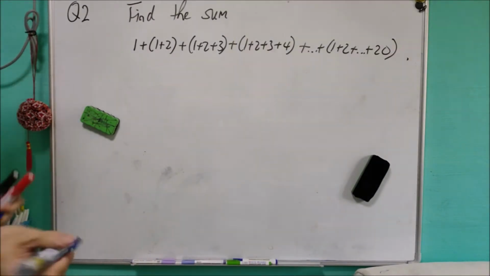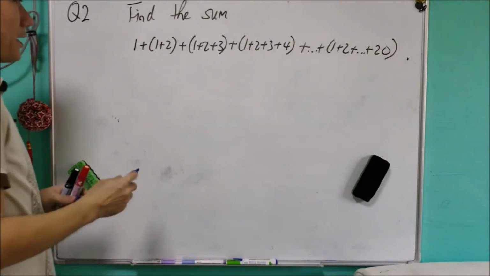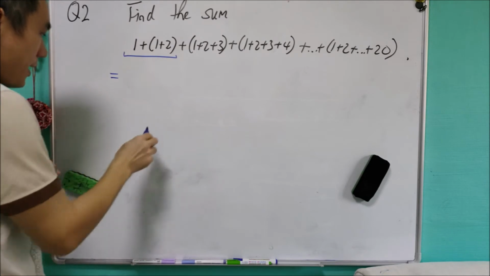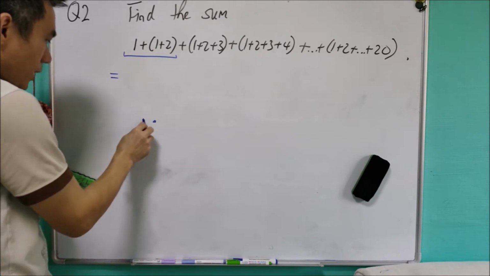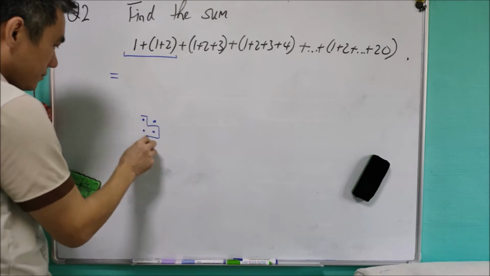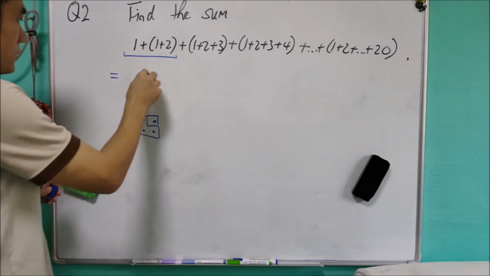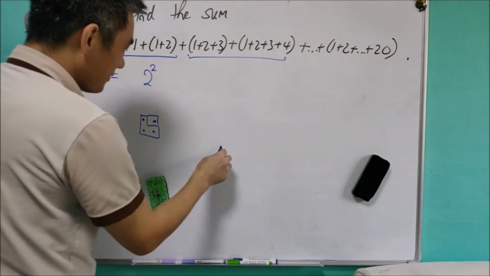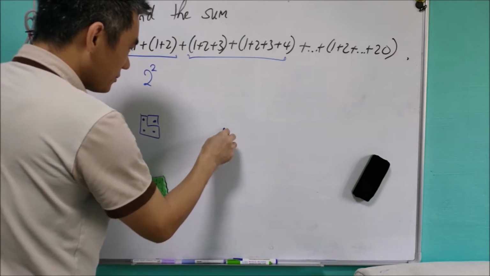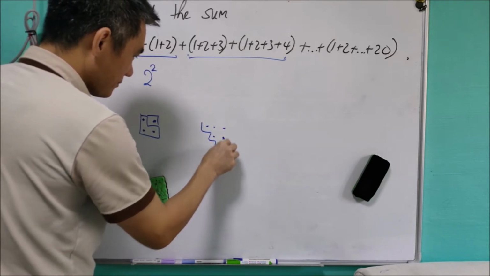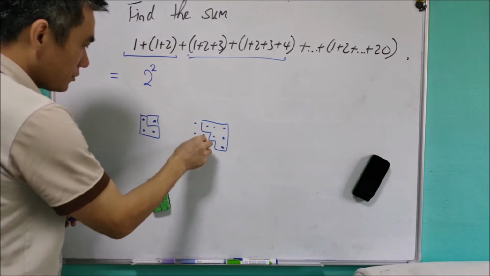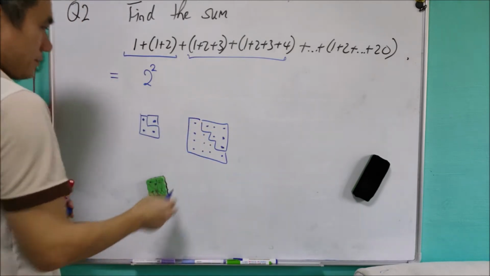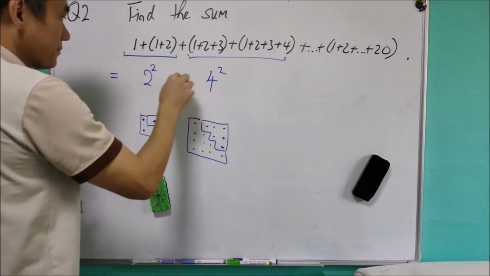The first method: we can combine these two terms. 1 plus 1 plus 2 can be understood as 1 plus 1 plus 2. So this is 2 square. And for these two, we can understand as 1, 2, 3, plus 1, 2, 3, and 4. Okay, so this is 4 square.